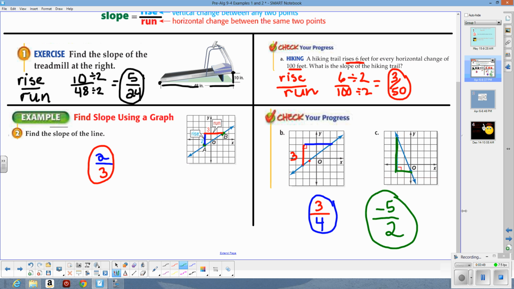Since the slope is -5/2, that is the same thing as -2 1/2, but we actually like to leave our slopes as improper fractions. You'll see later in this chapter why. But a slope of -5/2 or -2 1/2 means as you move 1 unit to the right on the graph, it's going to go down 2 1/2 units. Remember that slope is the numerical value of how steep the line is.